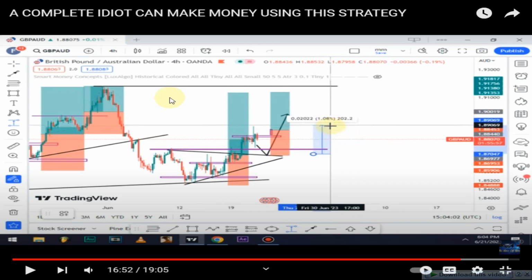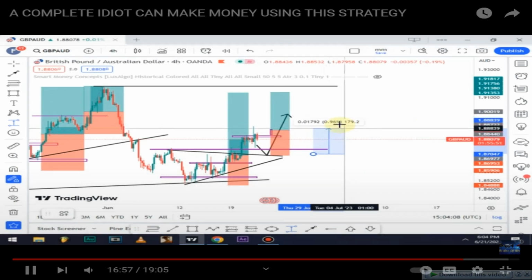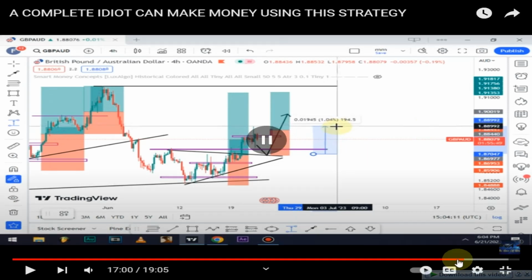So this is before price broke out from this zone. Okay, now you can see this is the zone that I was talking about, the second zone that I was waiting for price to break. As you can see, I have this indication, so I was just waiting for price to break, then add in. Let me see, that was 290, I mean, yeah, was it? All right, so you can watch that video. We have a complete idiot can make money using this strategy.